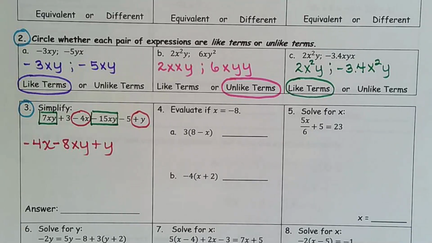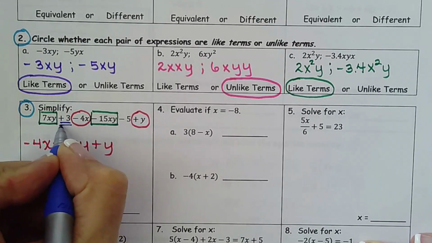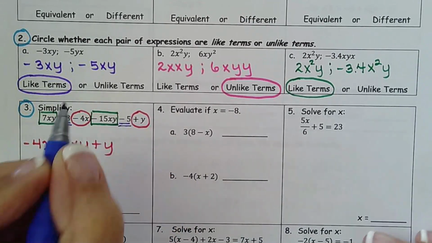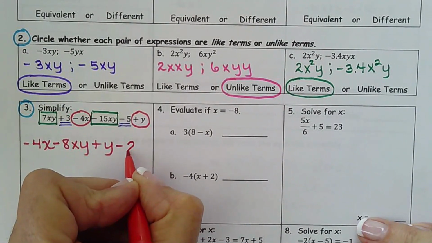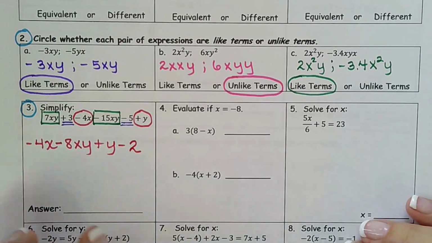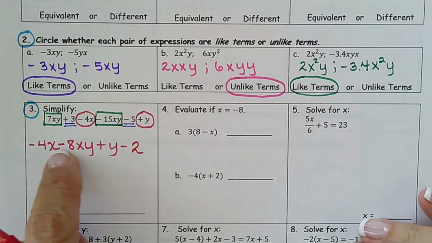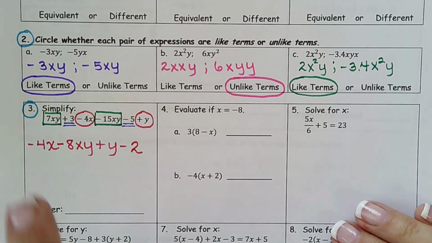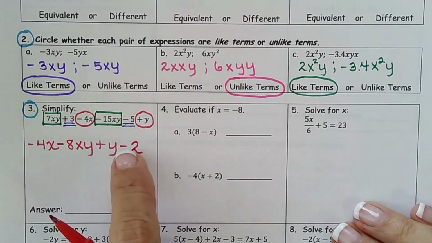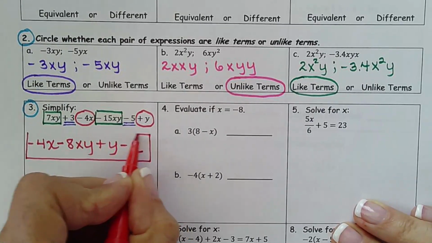And then last but not least, we'll do the constants. Constants are always at the end. Positive 3, negative 5. 3 minus 5 is negative 2. And there is my simplified polynomial in alphabetical order, as all of your answers should be in algebra. So x first, xy second, y third. And there's my answer.